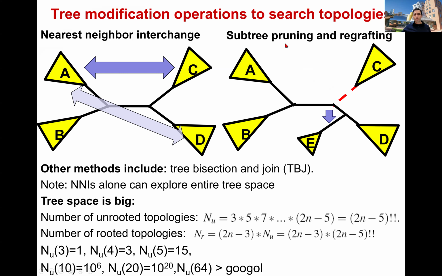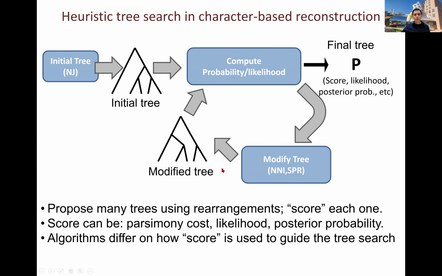Or I can do subtree pruning and regrafting. That basically says, well, C is connected here. I'm going to move it to connect it here, and so on and so forth. Okay? And then I'm going to score the likelihood of the modified tree, compare it to the likelihood of the tree that I had before. And if it's better, I'm going to keep it. If I keep it all the time when it's better, then it's basically some kind of greedy hill climbing approach, and I'm going to end up at some local maximum.